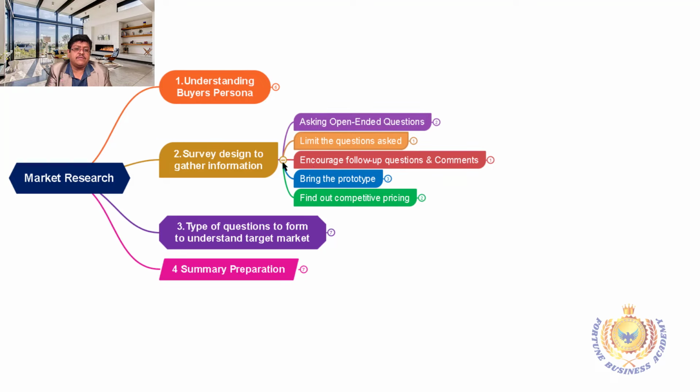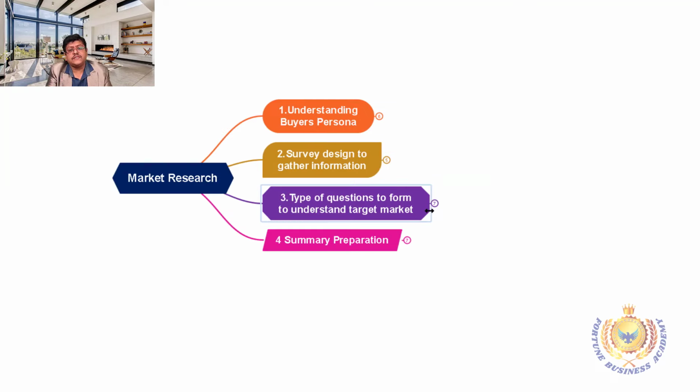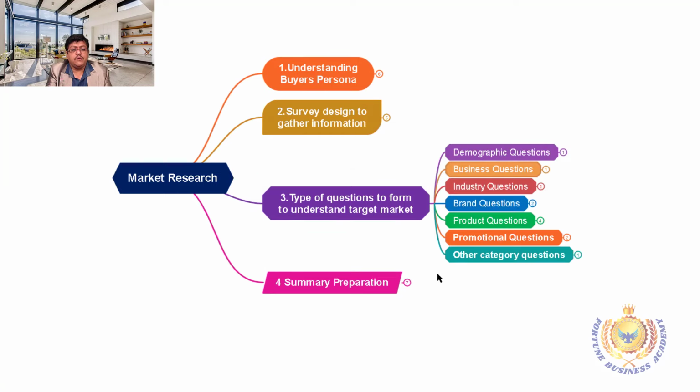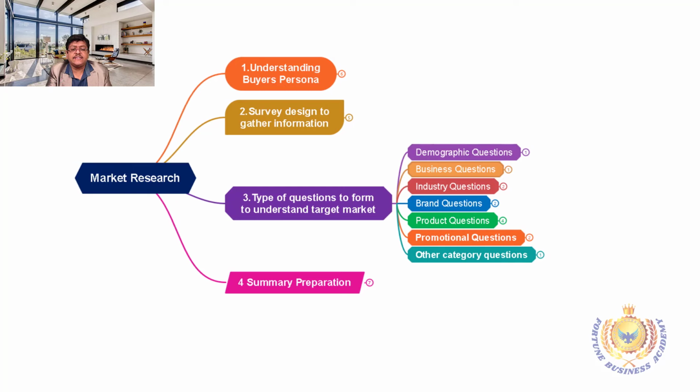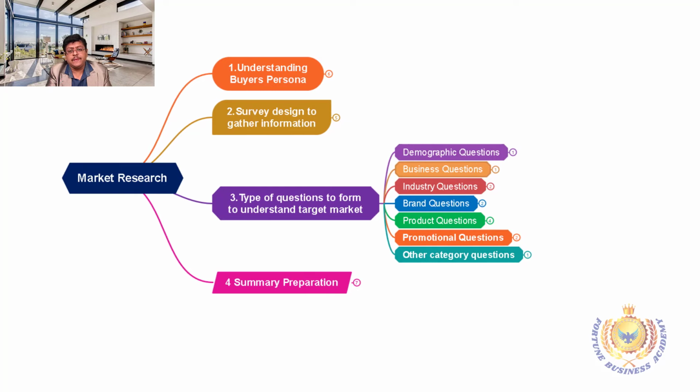Gather all this information. Next, the type of questions to form to understand the target market. If you are able to gather 360 degrees information while doing a survey, it will be beneficial for you to decide what to do, how to do. Few areas we are going to touch. If you are able to gather this information, it's more than sufficient. If you want to add additional, you can add it as per your requirement.